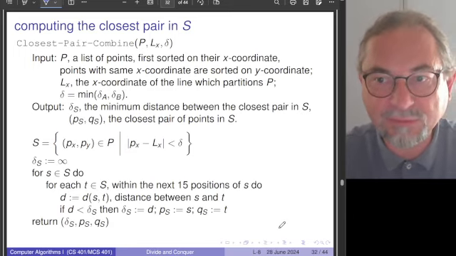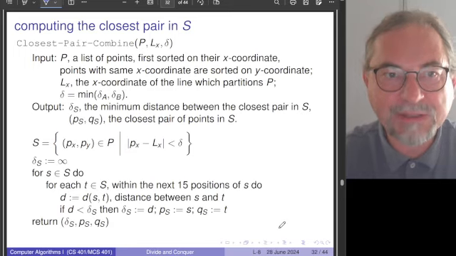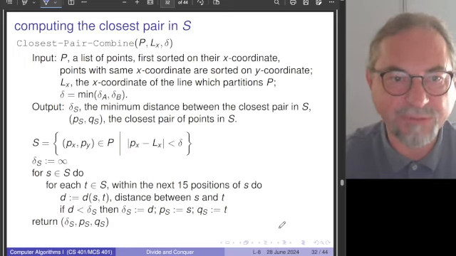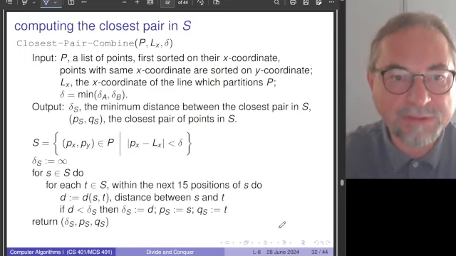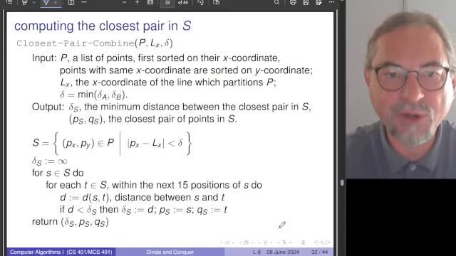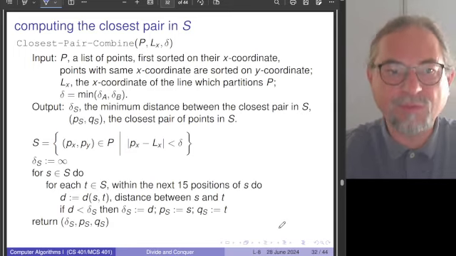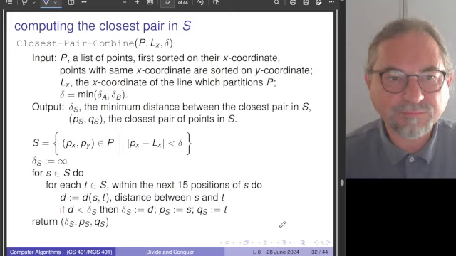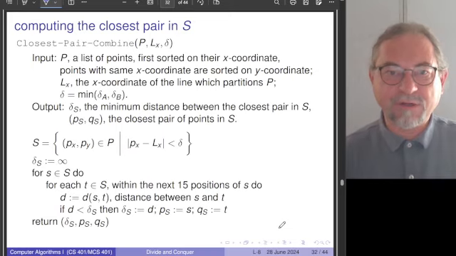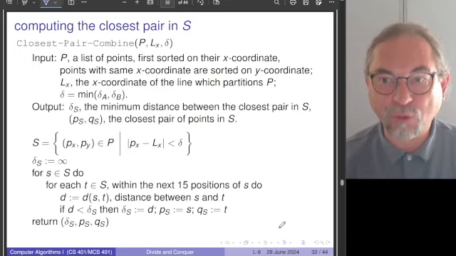Okay, so now we can do the combination step. We have computed delta as the minimum of the distances in the first half and in the second half. With this delta, we define the strip. We collect all the points that are within distance delta, and then the set is sorted on the y position. When we are scanning, for every point S in the set, we look for another point T in the strip, but we only need to look at the next 15 positions to find the candidate for the point closest to S.